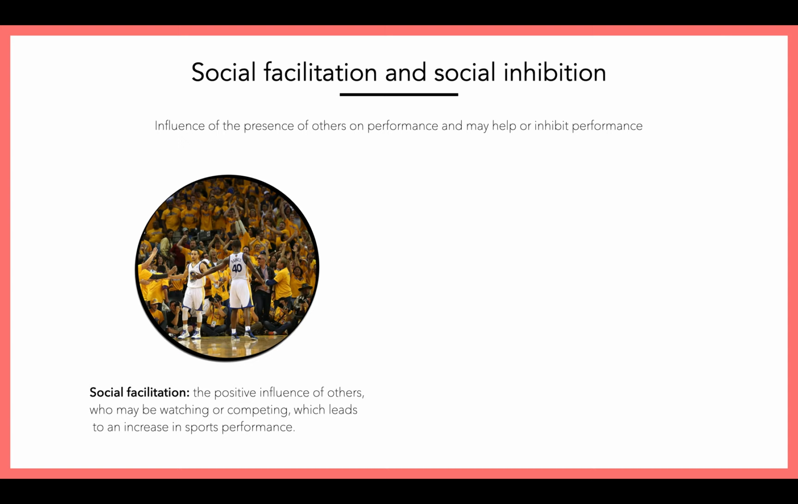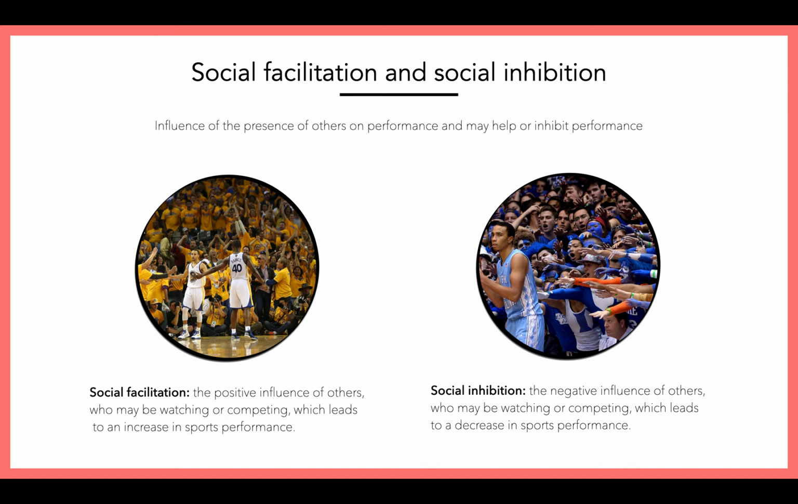Opposite to that, social inhibition. The audience or the others around them, they have a negative effect on the athlete, and that leads to a decrease in performance. So quite simple to start with there. Social facilitation is helping, social inhibition is not helping.